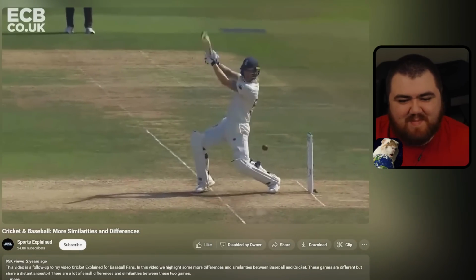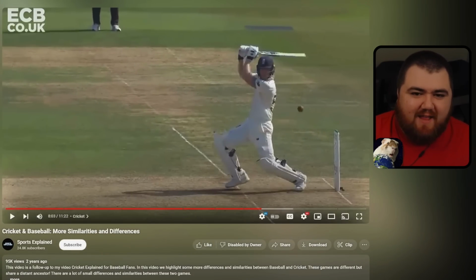Peppa Pig's so popular, she has her own amusement parks. It's crazy.